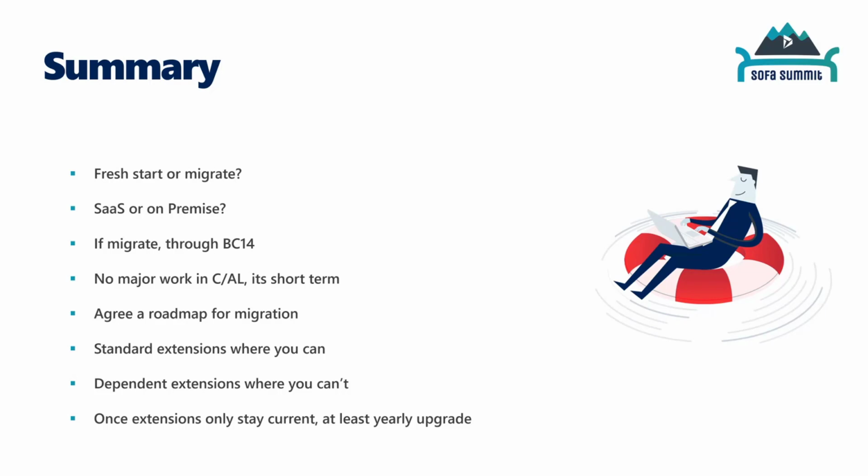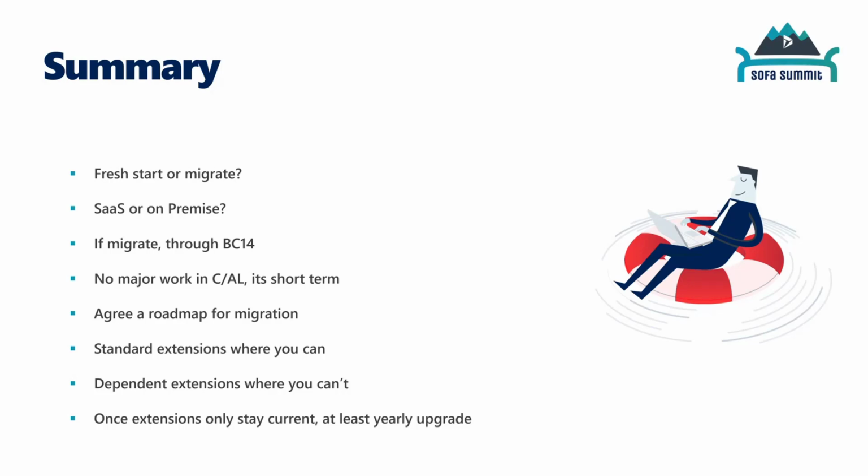Talk to us. Agree a roadmap for migration. Let us know what you're thinking and what you plan to do. Go use standard extensions, off-the-shelf software where you can. Business Central tends to be a platform. They do enhance the base, but they don't add specialist areas to it. But there's an increasing library. Go look at AppSource. It's really a fascinating read.